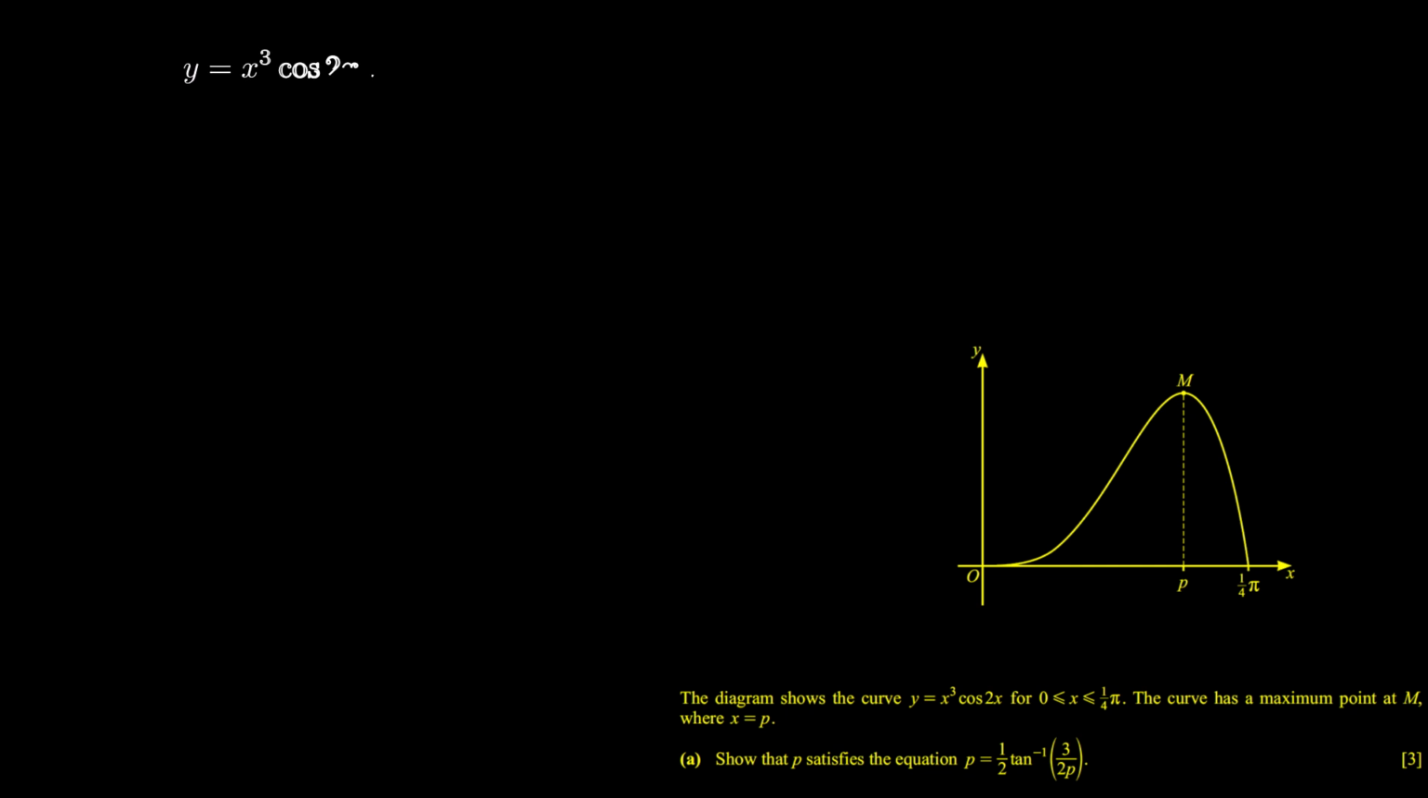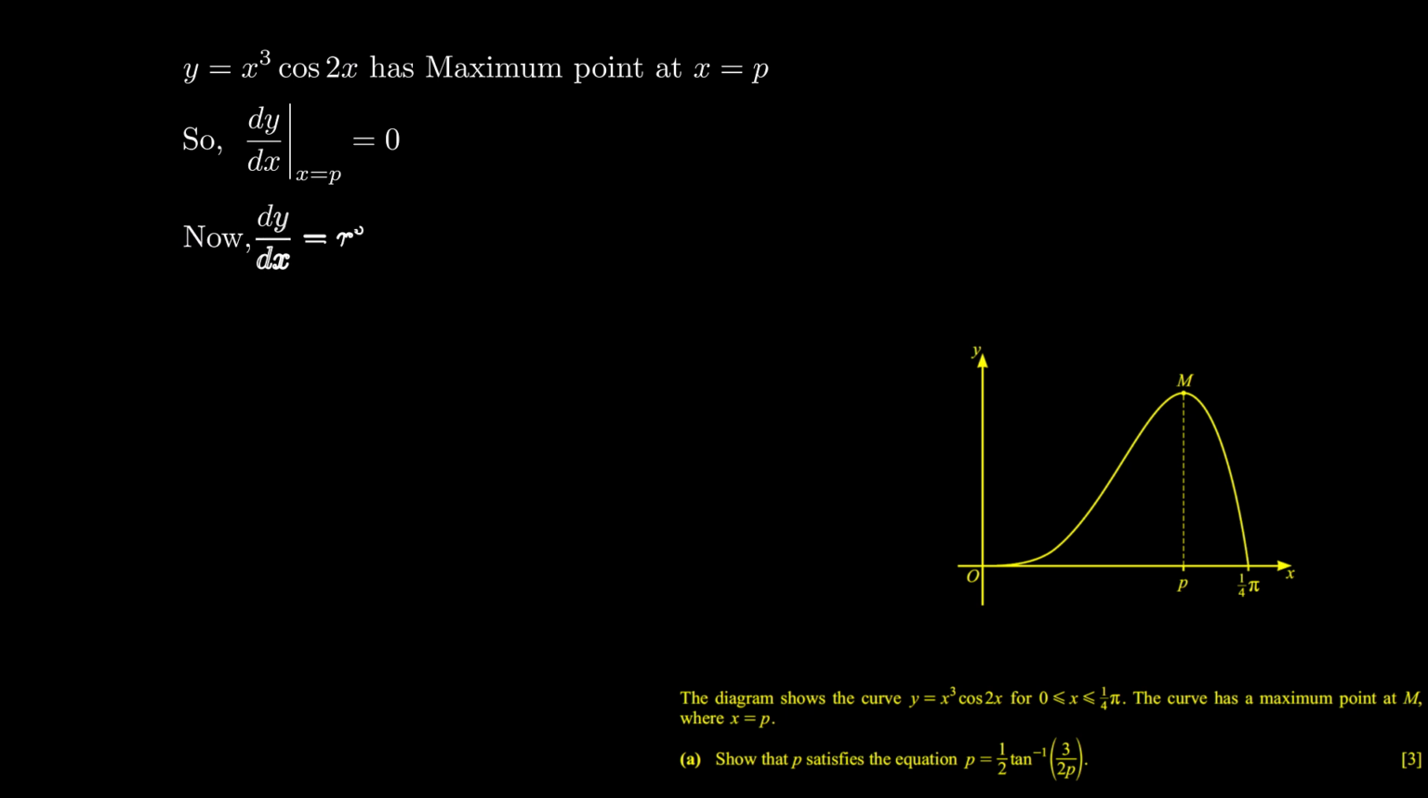So here the equation y equals x cube cosine 2x has a maximum point at x equals p. So the derivative at x equals p is 0, means dy over dx at x equals p is 0. Now we are going to differentiate it with the help of the product rule. So dy over dx is going to be x cube times the derivative of cosine 2x, which is negative 2 sine 2x, plus cosine 2x into the derivative of x cube, which is 3x squared. So at x equals p, this whole expression will become 0.